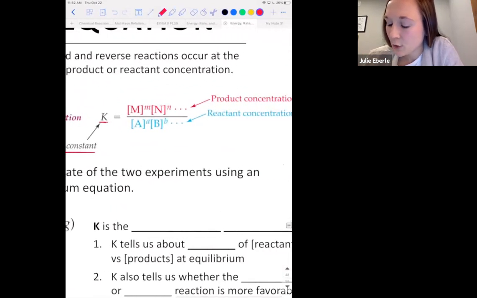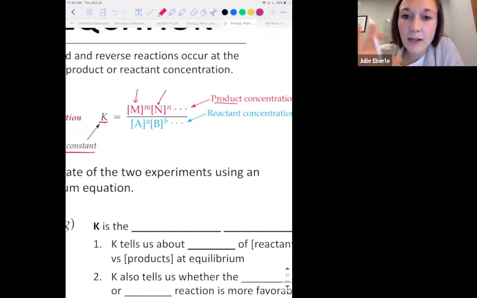You're going to take your reactants or products, the capital letters, and the concentration of the product goes on top. Now, you're not going to have to calculate concentrations. I would give you concentrations. I would say the concentration of this product is this number, and the concentration of this product is another number. All you're going to do is take those and plug them into this equation, okay?